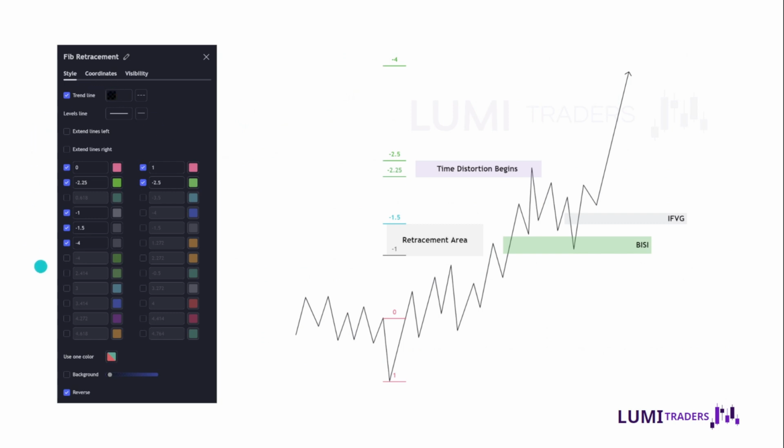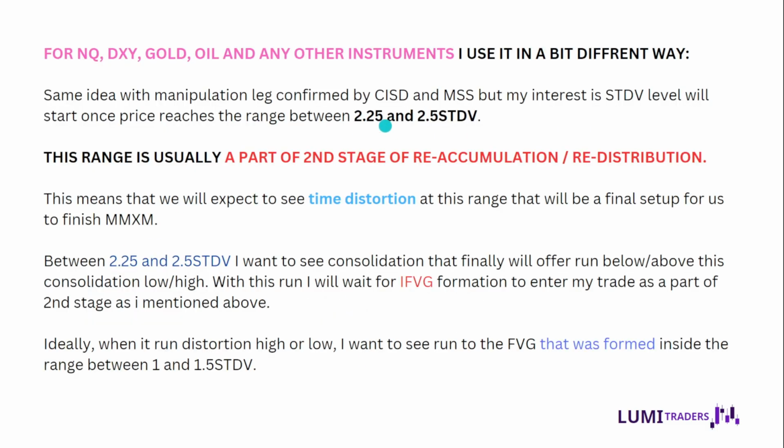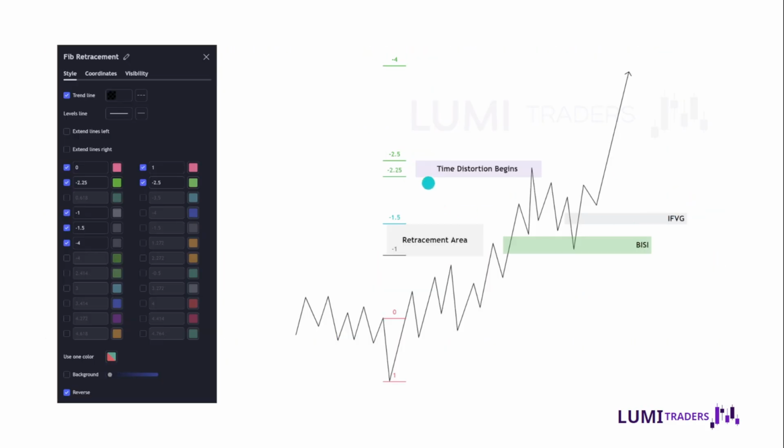So here are the projection levels, not for ES, but for any other instruments. So we got confirmed higher frame level, we got lower time frame change in the state of delivery and market structure shift. I'm going to use the very last leg before smart money reversal, right here. As I said already, my interest starts at the range between 2.25 and 2.5 standard deviation. Right here, this is where I usually consider time distortion begins.